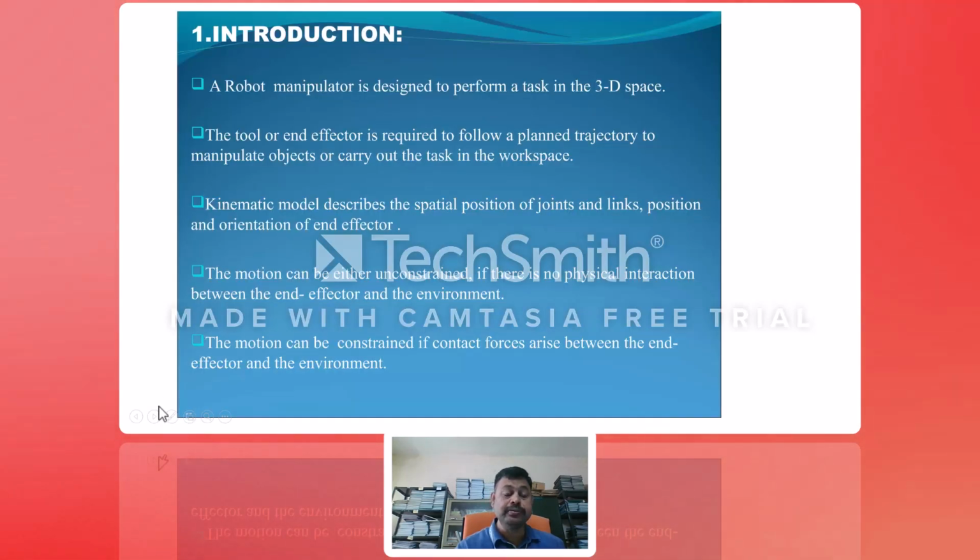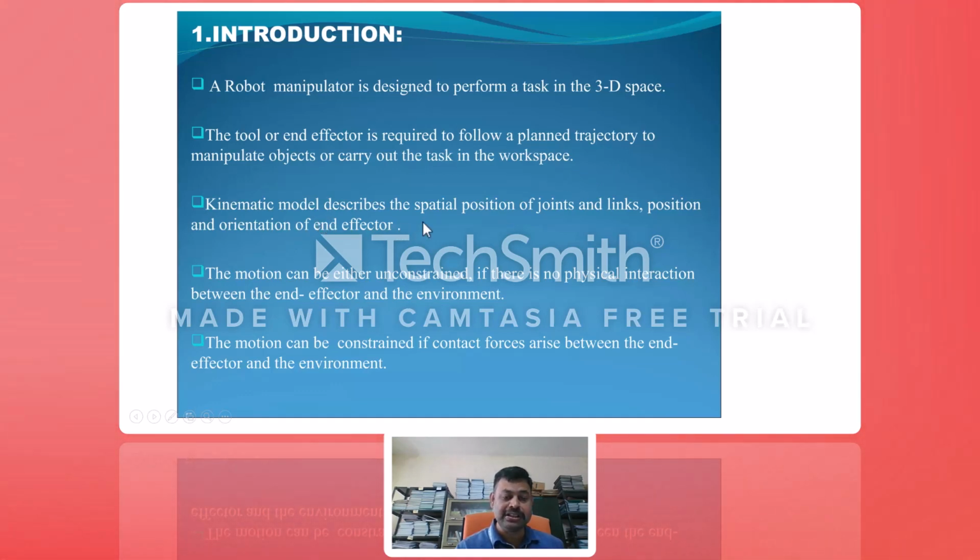Now I start with the formal introduction. Introduction in the sense of some of the prerequisites required. A robot manipulator is designed to perform a task in 3D space. This is a known fact we discussed in unit number 2 also. The tool or end effector is required to follow the planned trajectory. The end effector is the end point of the robot. Previously we discussed that it needs to follow the planned trajectory to carry out the task in the workspace.